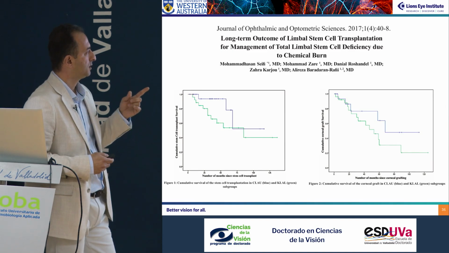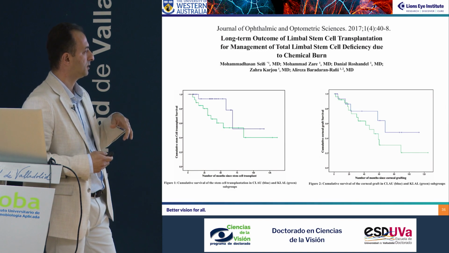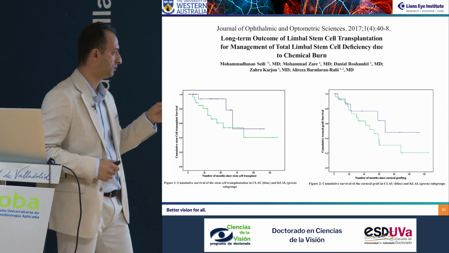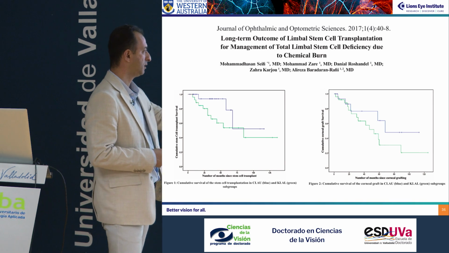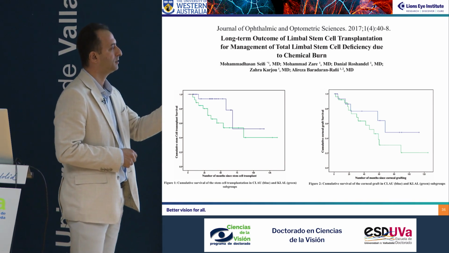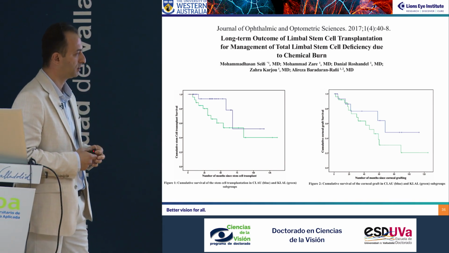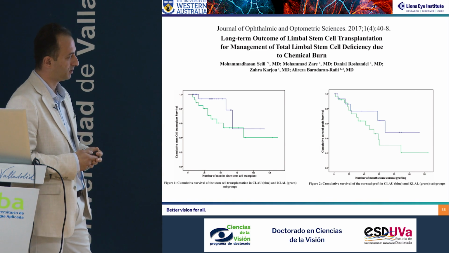So this is one study in our center. We studied 60 patients with limbal stem cell deficiency, and as you can see, because of the rejection, the rate of rejection and failure is much higher in those who had keratolimbal allograft compared with CLAU.